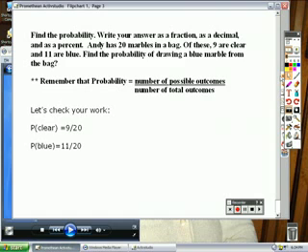Now that we have discussed probability, we should have a lesson quiz. On your paper, you will need to write the following answers. Number 1.